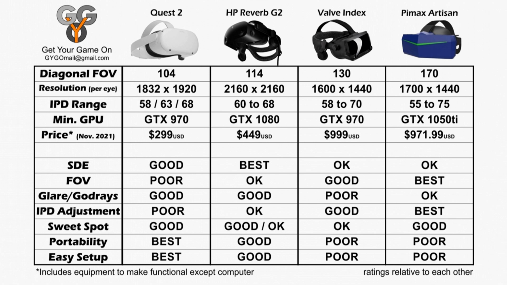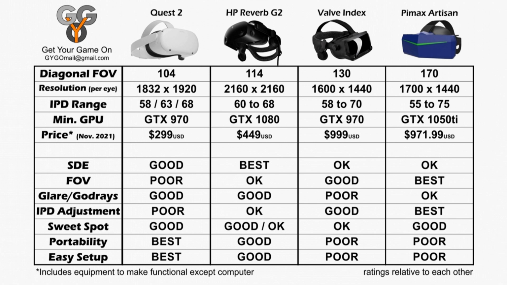The HP Reverb G2 is for the person who wants the absolute best clarity in the screens. And again, this is for people that may be doing flight simulators or racing simulators, and they absolutely want to be able to read the gauges in the cockpit, those types of things. Now again, the Quest 2 is the only headset that does not need to be tied to a computer to function. The G2 is also for those people that don't want to deal with the fact that the Quest 2 will limit your playtime because the battery will drain over time. So the G2, the Valve Index, the Artisan, all can be played indefinitely.